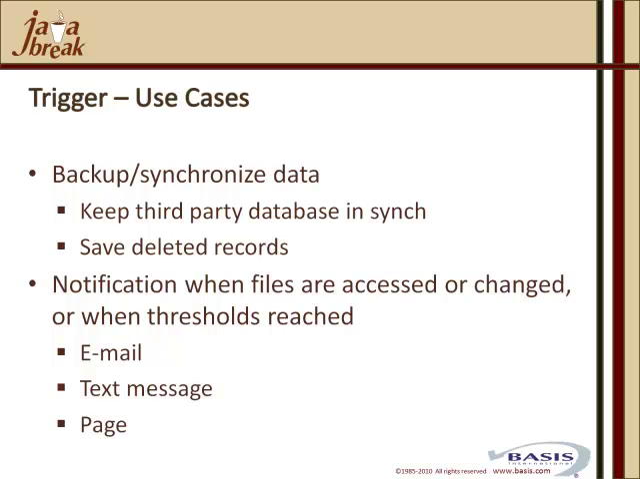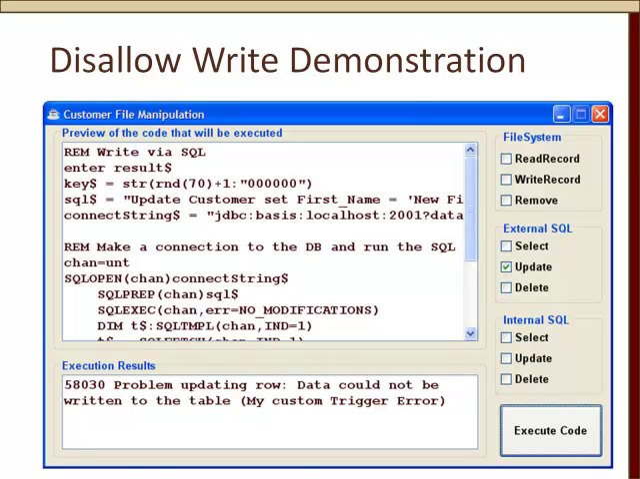Lastly, we may have a need to have notification when files are accessed or changed or when a threshold is reached. So, for example, should an outstanding balance be reached for a particular AR type, you can generate a flash email, text message, or a page to the person that you believe in your organization needs to be alerted to these changes. So very easy to implement that utilizing the trigger functionality. So let me hand over to Nick and we'll have a look at some examples of some of those Sarbanes-Oxley compliancy type trigger use cases.